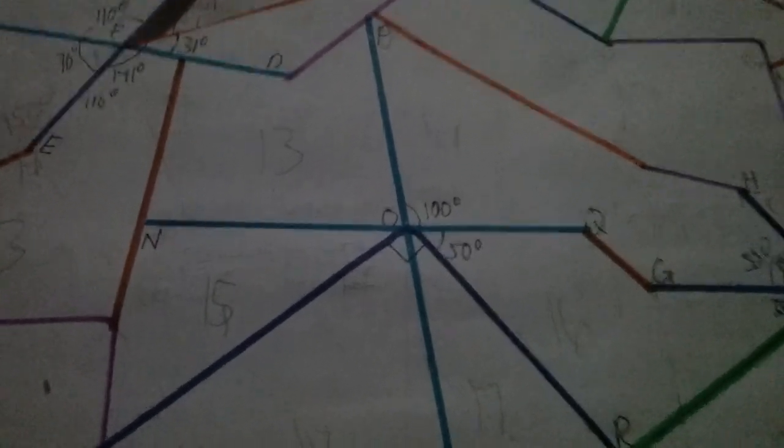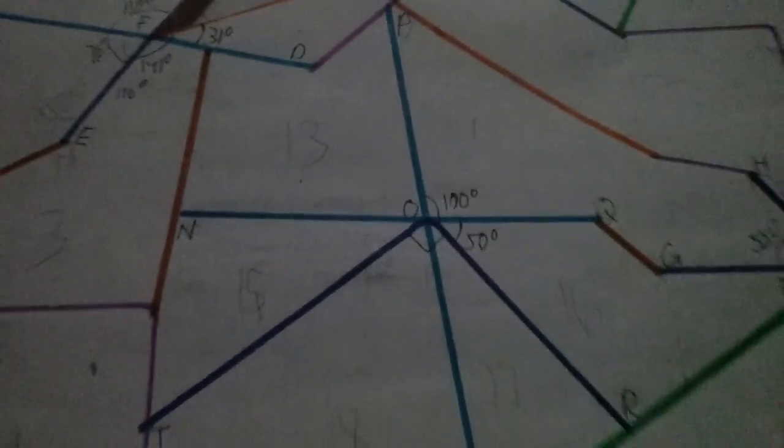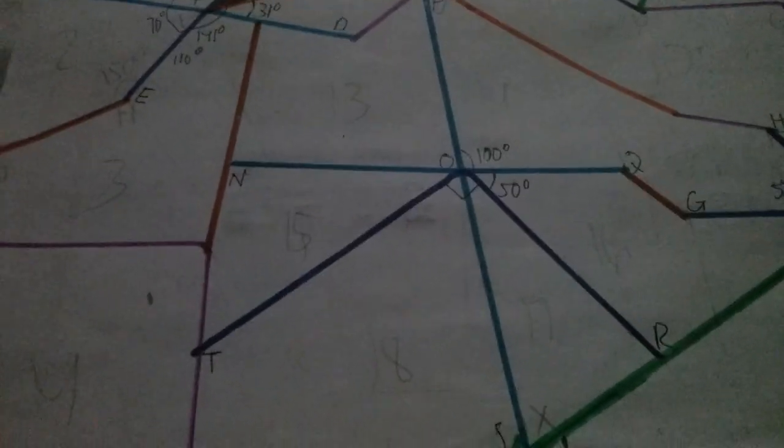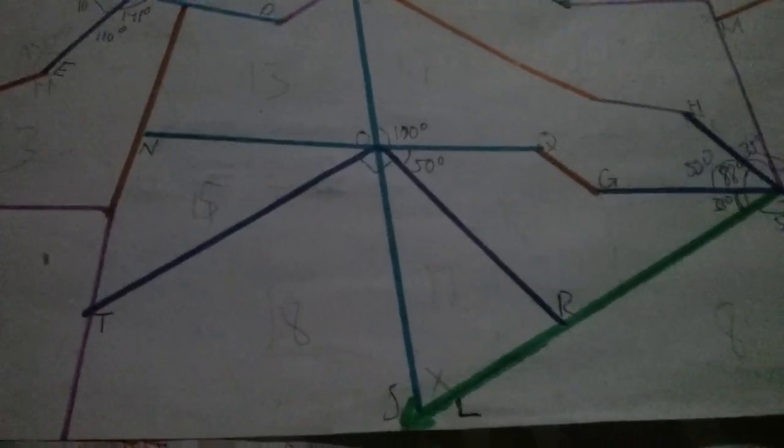Hello guys, today I'm gonna show you how to solve for angles TOQ, NOT, QOS, and POT. So where's angle TOQ? Angle TOQ, which is this one. Then we have angle NOT. Just trace along the line. Then angle QOS, which is this one. And last but not least, we have angle POT. There. All right? Now let's start solving.